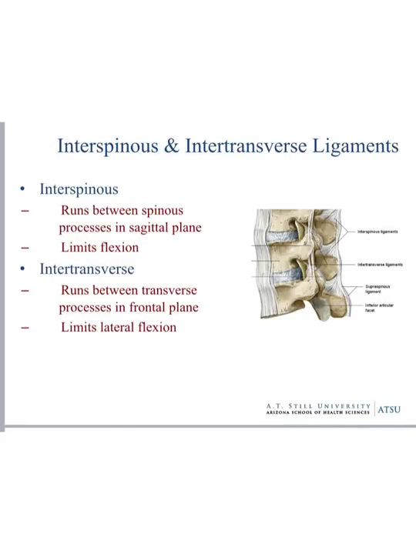The interspinous and intertransverse ligaments, as their names suggest, run in between the spinous processes and the transverse processes, respectively. The intertransverse ligaments help limit lateral flexion, while the interspinous ligaments assist the ligamentum flavum and posterior longitudinal ligament in their limitation of flexion.